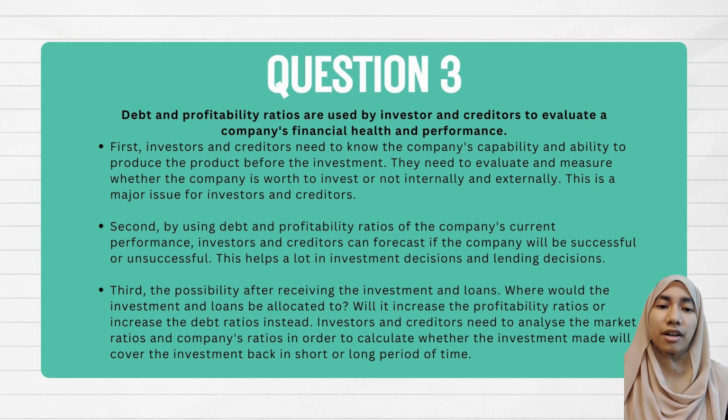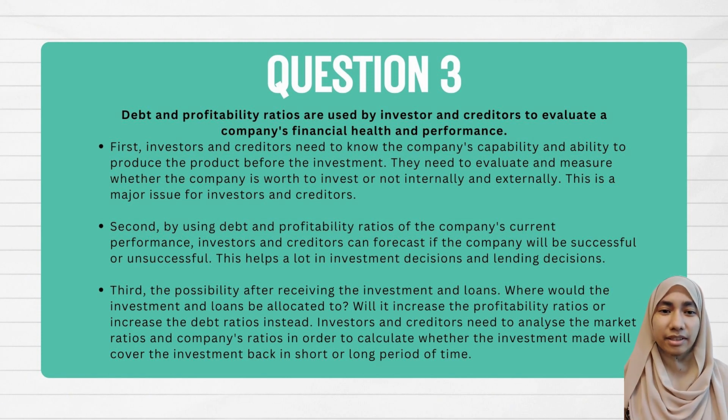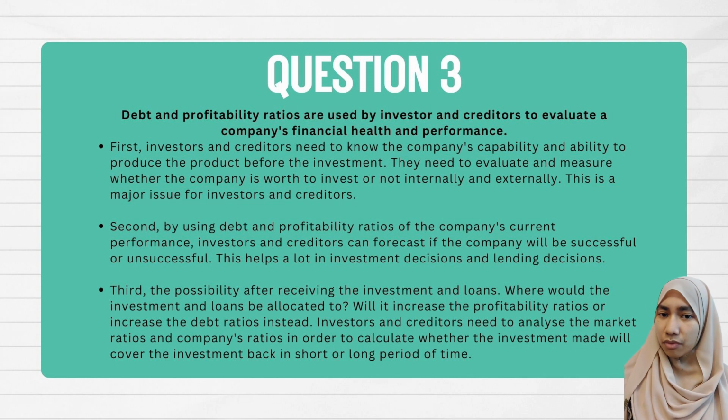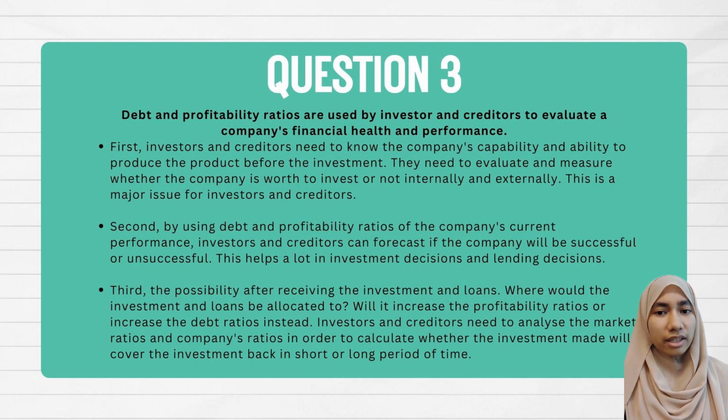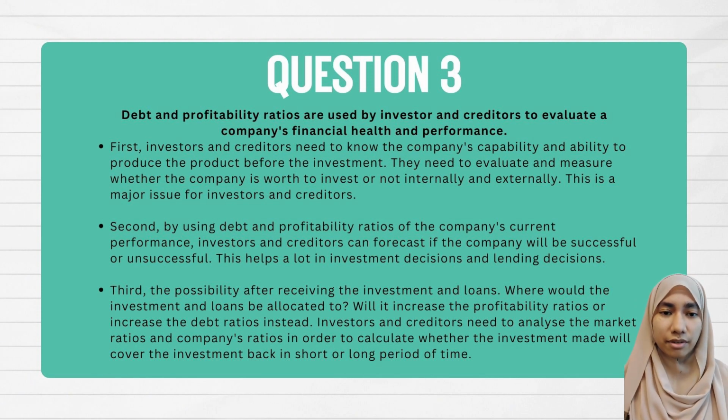The second question of question 3 is to discuss how these ratios are used by investors and creditors to evaluate the company's performance and financial health. First, investors and creditors need to know the company's capabilities and ability to produce the product before they make the investment. They need to evaluate and measure whether the company is worth investing in or not, internally and externally. This is a major issue for investors and creditors.